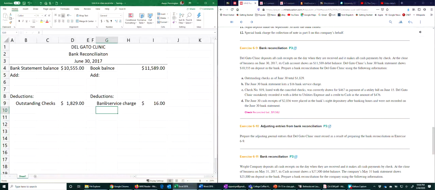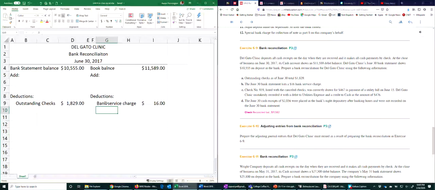Check number 919 listed with the canceled checks was correctly drawn for $467 in payment of a utility bill on June 15. Delgado Clinic mistakenly recorded it with a debit to utilities expense and a credit to cash in the same amount. Now, you may recall in the lecture, I said that errors you really have to read to figure out what needs adjusting.